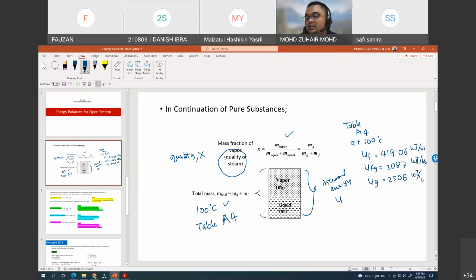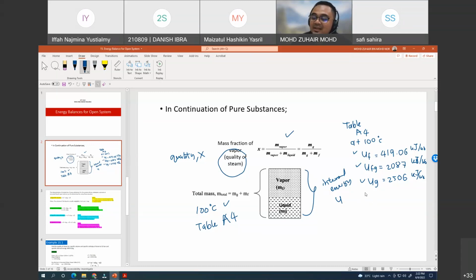Kilojoule per kg. So if the question asks, what is the internal energy of this substance, this mixture? How are we going to calculate this? Are we going to refer to Uf, Ufg or Ug? Which one? Anyone want to answer? Ug and Uf. Ug. Ug. Anyone else want to try to answer?